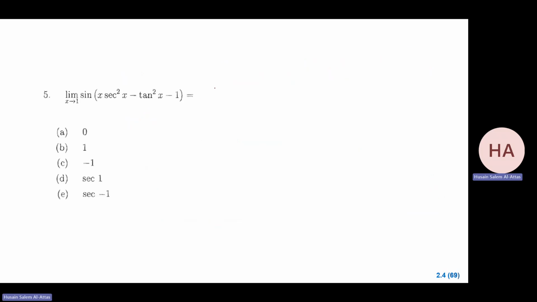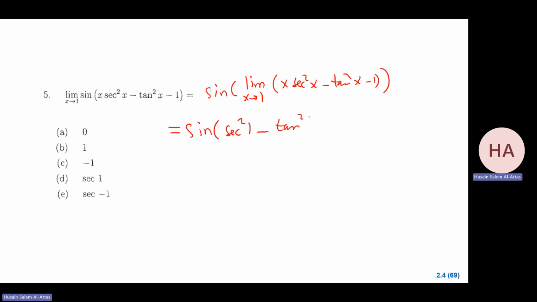Yeah, I can take the limit inside. That will be sine of the limit as x goes to 1 of x secant square x minus tan square x minus 1. Do the calculation. I have what? Secant square 1, which is just a value, minus tan square 1, which is a value, minus 1. What shall I do? You don't have these things here.